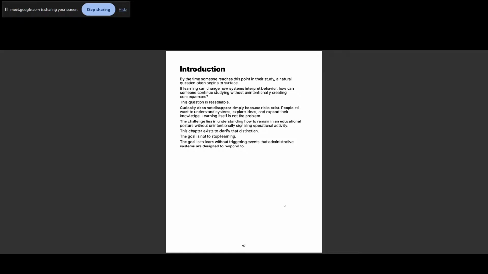Curiosity does not disappear simply because risks exist. People still want to understand systems, explore ideas, and expand their knowledge. Learning itself is not the problem. The challenge lies in understanding how to remain in an educational posture without unintentionally signaling operational activity. This chapter exists to clarify that distinction. The goal is not to stop learning. The goal is to learn without triggering events that administrative systems are designed to respond to.